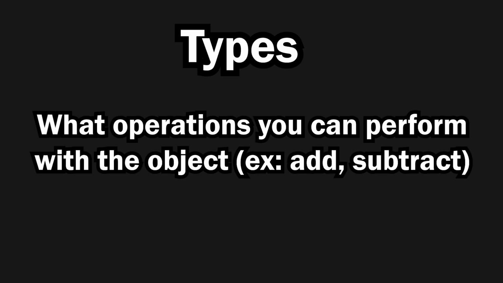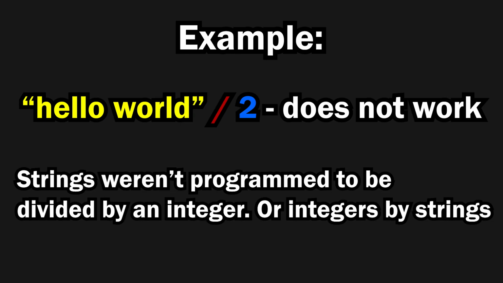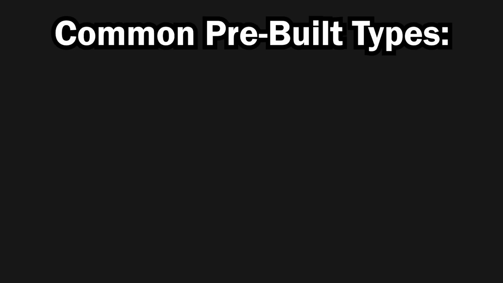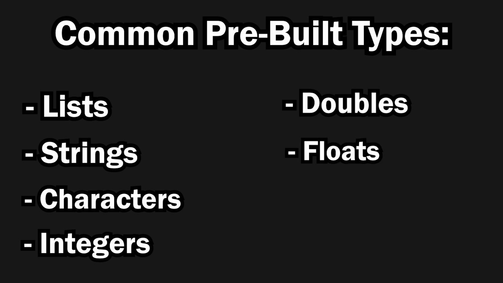This is where we get into types. A type in coding defines what operations are allowed to be performed on the given object. For example, you can't divide a string by an integer because that's not how integers and strings were programmed themselves to behave. Common pre-built types are lists, strings, characters, integers, doubles, floats, and booleans.